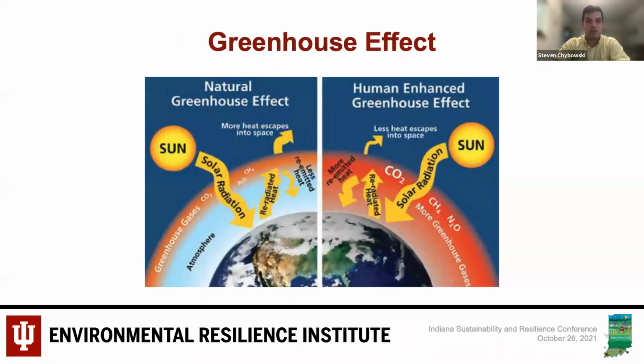To help kind of visualize what this looks like, naturally with the greenhouse effect, the solar radiation would shine down on our planet, heat up the Earth, and reflect off, and a lot of that heat would escape back into space naturally. But because of our human activities, we're greatly increasing the amount of greenhouse gases in our atmosphere. So when that solar radiation comes down and shines on our planet, it's trapping in a lot more of that heat that would normally reflect back into space, and causing our whole planet to heat up much faster than it normally would.